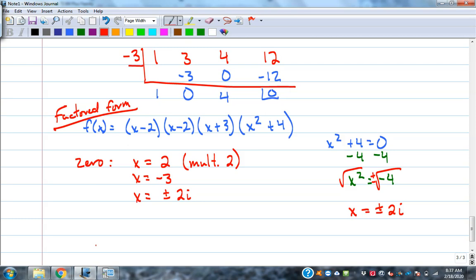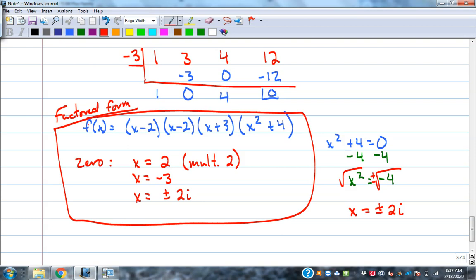Y'all remember doing this in Algebra 2? We did a good bit of it in Algebra 2. So a lot of repeat here on that.